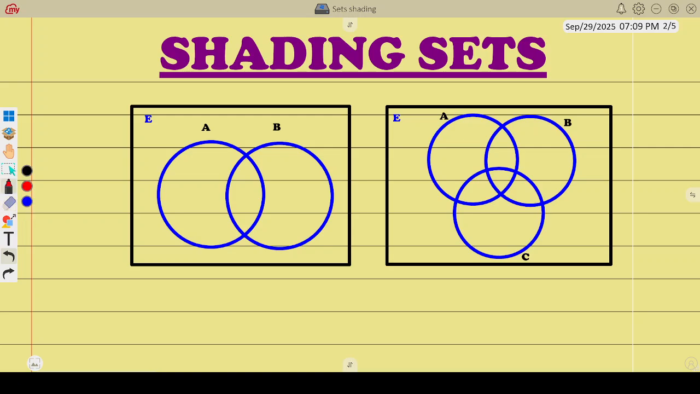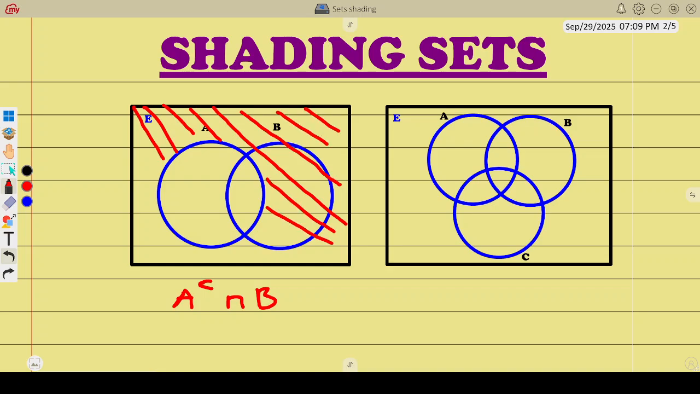You can even try out this. What about A complement intersection B? How would you shade this? This is the part where two colors used to work for me. You can try thinking of other ways. First let us shade A complement. A complement means the things which are outside of A. This is our A complement. Everything which is outside of A, that is A complement.